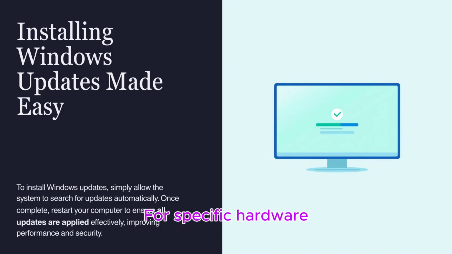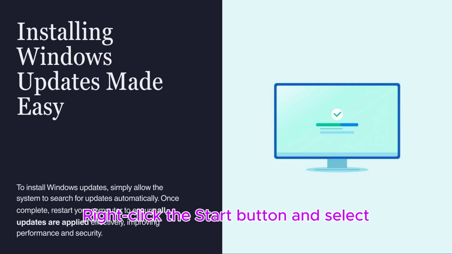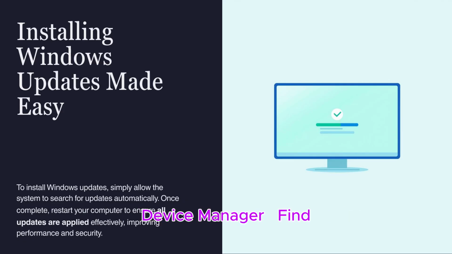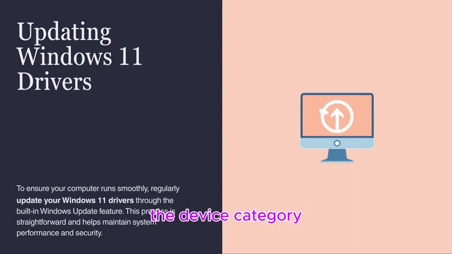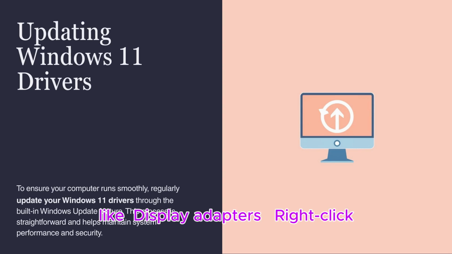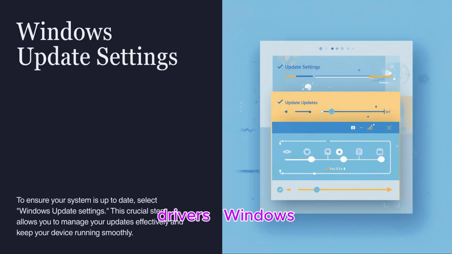For specific hardware, open Device Manager. Right-click the Start button and select Device Manager. Find the device category, like display adapters. Right-click your graphics card and select Update Driver. Choose Search automatically for drivers. Windows will find and install the best available driver.